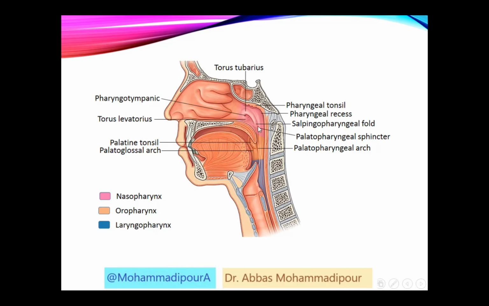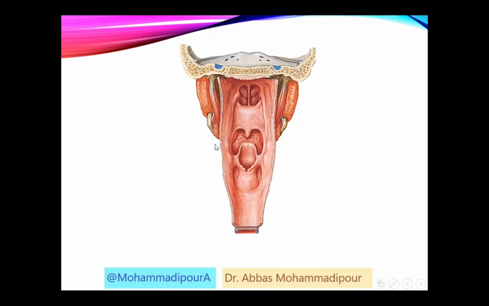Let's see the pharynx in a coronal section. Here is a coronal section from the pharynx, and you can see the nasopharynx, oropharynx, and laryngopharynx. Here is the nasal cavity, and you can see the nasal septum, right? So this space is the nasopharynx. Here is the oral cavity, and you can see the tongue. And here is the oropharynx. And here is the most inferior part of the pharynx, the laryngopharynx.